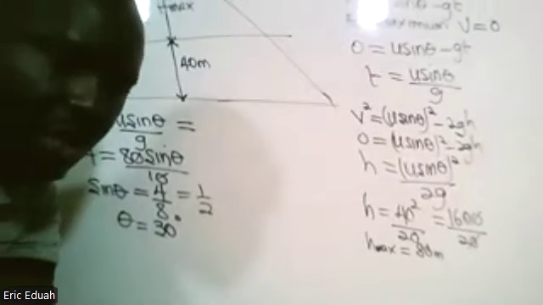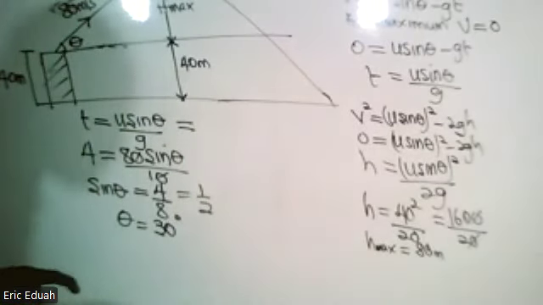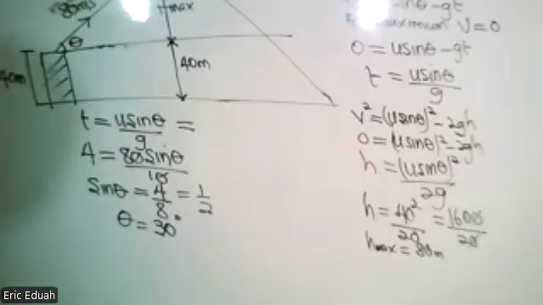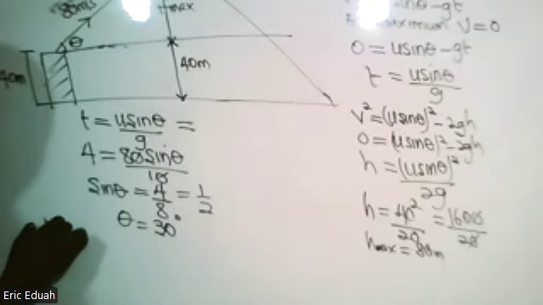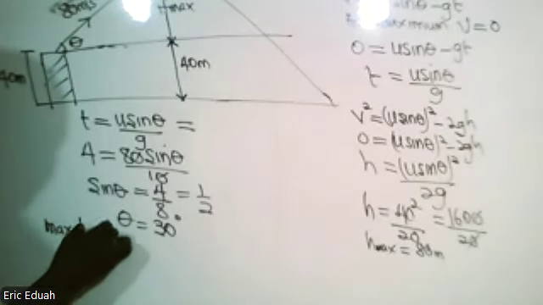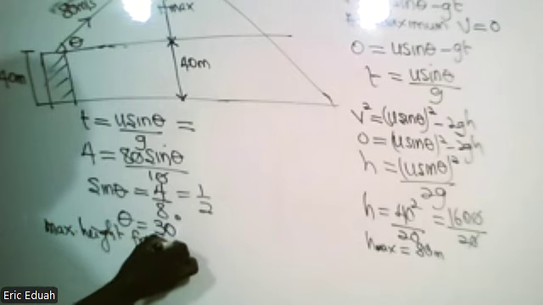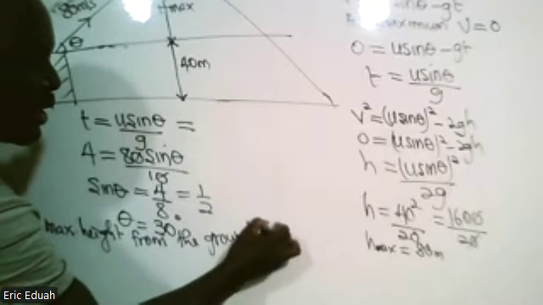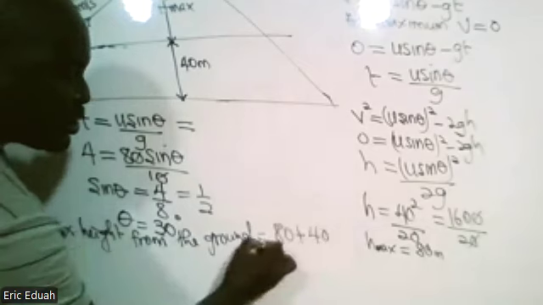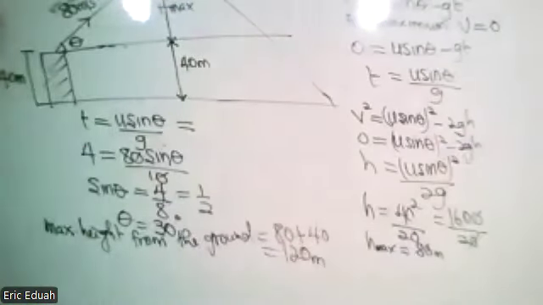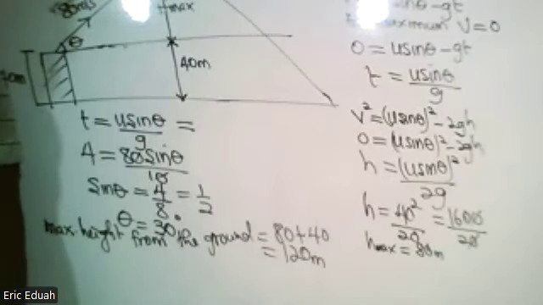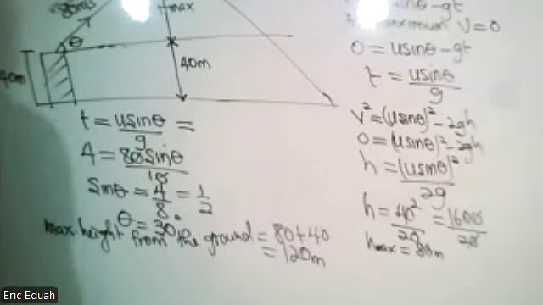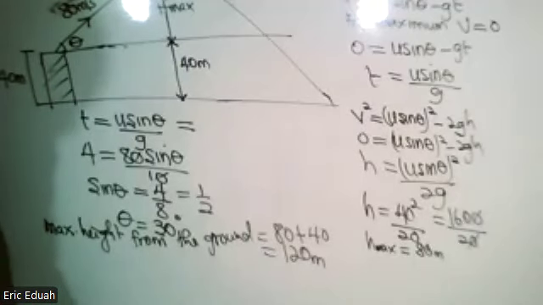Good. So if 80 meters, then the maximum height reached from the ground will be 80 plus 40. Therefore, the maximum height reached from the ground is 80 plus 40, which will give us 120 meters. That will be it. Please, any question before we move on to the next question?